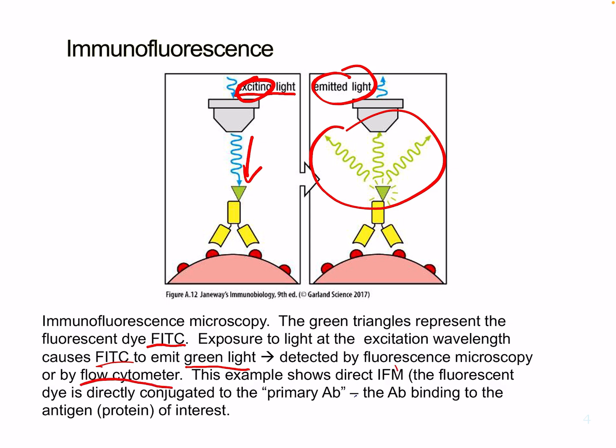This example shows direct IMF, where the fluorescent dye is directly conjugated to the primary antibody. So here we don't have that second antibody like we've seen before. That's not there. So this is an example of a primary antibody binding to the antigen, the protein of interest. Again, whatever our antigen of interest may be.